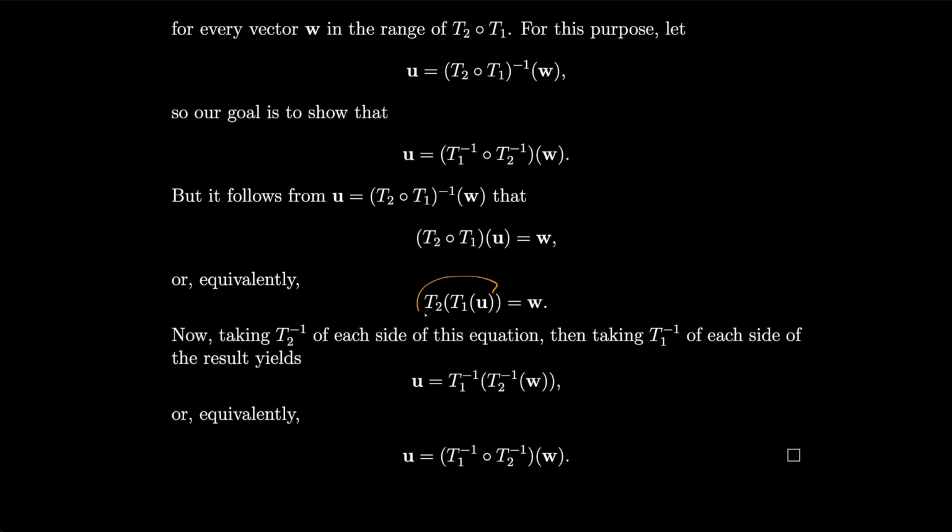But that's the same thing as saying T2 of T1 of u is w. And now let's just do T2 inverse of both sides. And then we take T1 inverse of both sides. And notice that changes the order. You want to do the T2 inverse first to cancel this T2. And then you want to do T1 inverse to cancel the T1. And that way you can have u equal to T1 inverse T2 inverse of w, which is exactly what we wanted to prove.